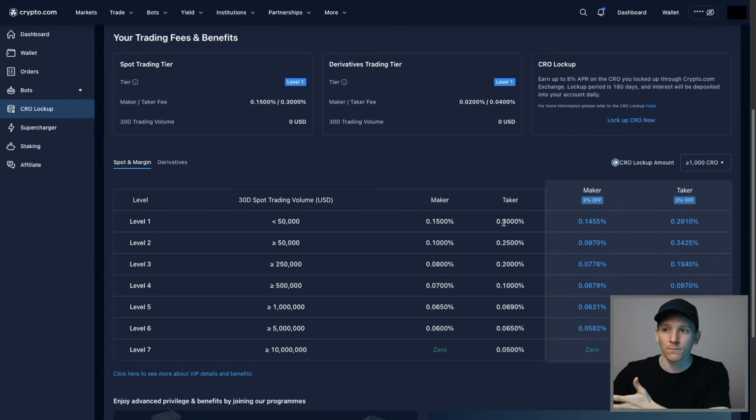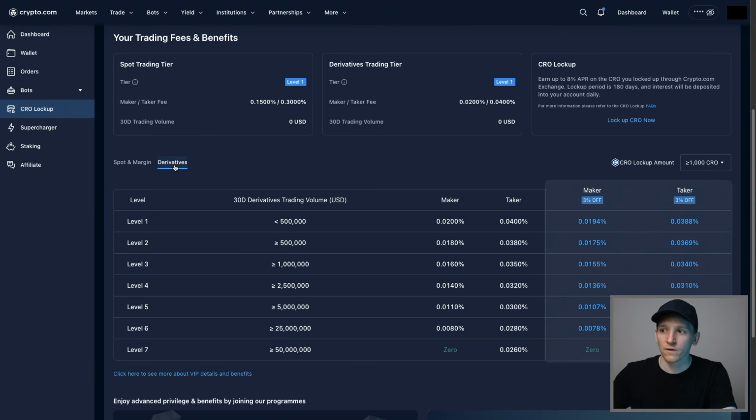So 15 to 30 basis points is a starter. If your volume is higher, you start to get cheaper trading fees as well. Now, you can see the derivatives market, much cheaper fees overall. You can see 2 basis points to 4 basis points here. And you can also reduce your fees via locking up amounts of CRO. So you can see how much CRO you want to lock up. It's up to you whether you want to buy CRO.